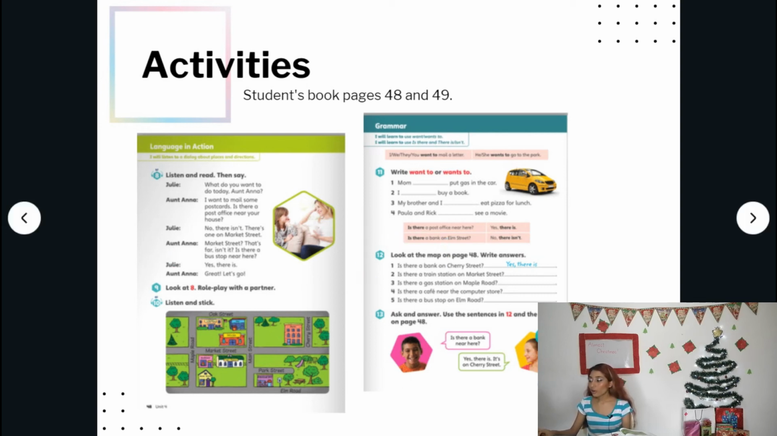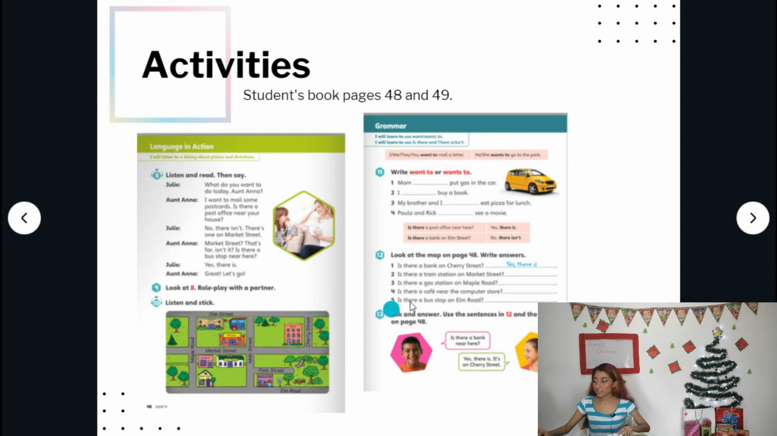And this says, look at the map on page 48. This map, write answers. Now, we are going to complete by looking at this. But first of all, it's super important that we check this. Is there a post office near here? Yes, there is. Is there a bank on Elm Street? No, there isn't. Okay? So we're going to say, is there a bank on Cherry Street? Yes, there is. Now, look at the map.